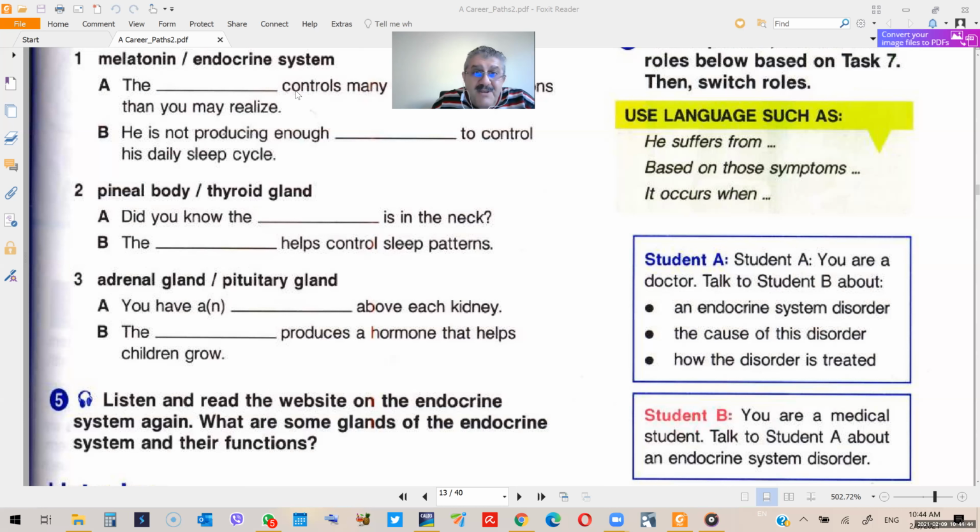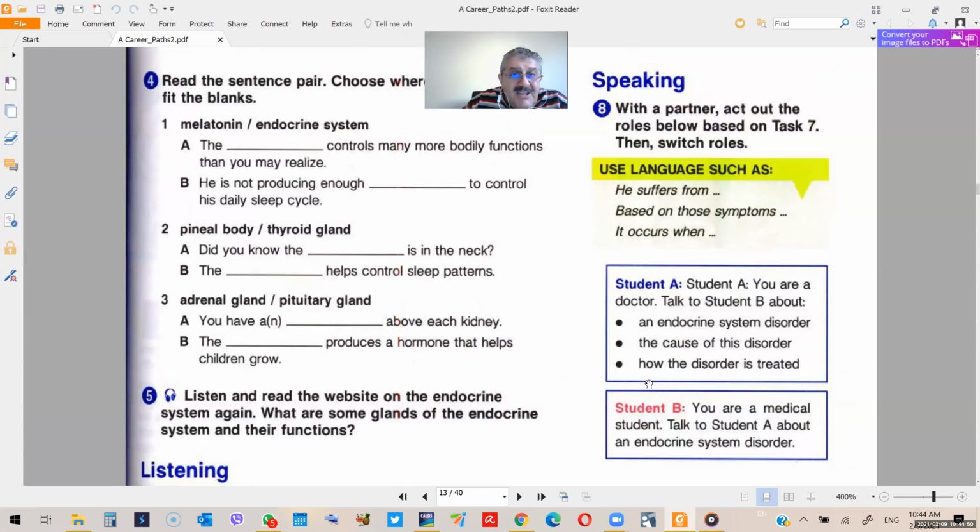Anyway, you can develop these skills by more listening. And of course, the subject is very interesting, the endocrine system. And of course, it's one of the major issues and very important issues in the human body.